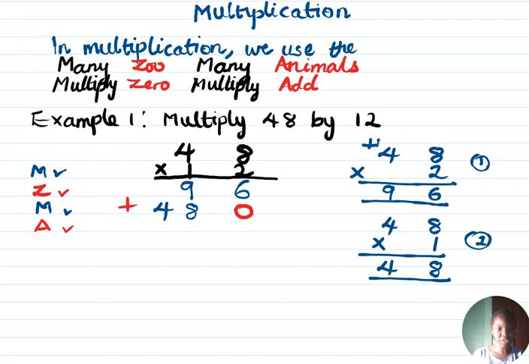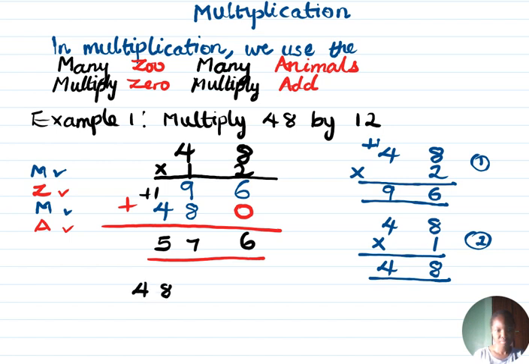So I'm going to do my addition. 6 plus 0 is equal to 6. 9 plus 8 is equal to 17. And 1 plus 4 is equal to 5. So that's the answer. What it means is that 48 times 12 will give me 576.